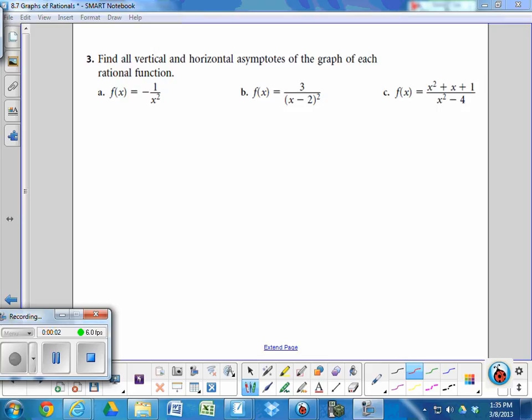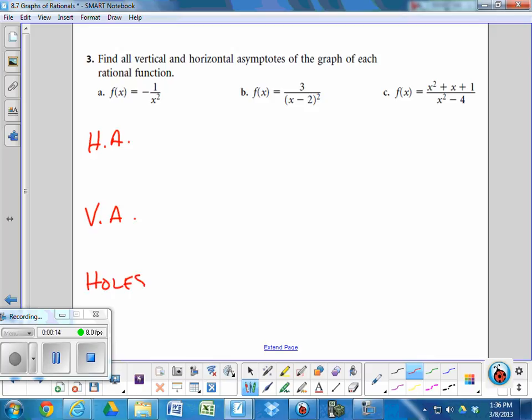We're going to work on 3C now, and they want you to find the holes and any asymptotes of the graph. So we need to find the horizontal asymptote, maybe, vertical asymptote, maybe, and holes in the graph, maybe. Well, if you've missed the last couple days physically or mentally, here's how you find those three pieces of the graph, all right? For the horizontal asymptotes, that's where you check to see if it's top-heavy, bottom-heavy, or balanced.